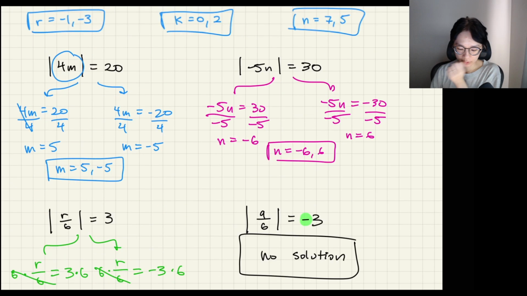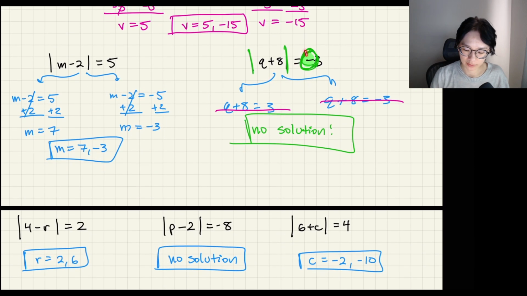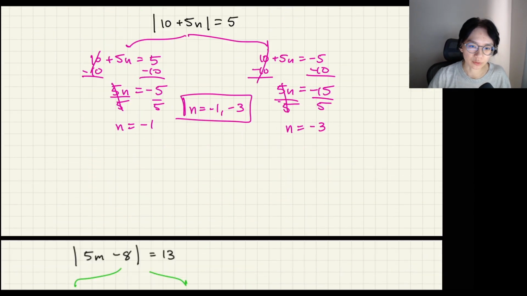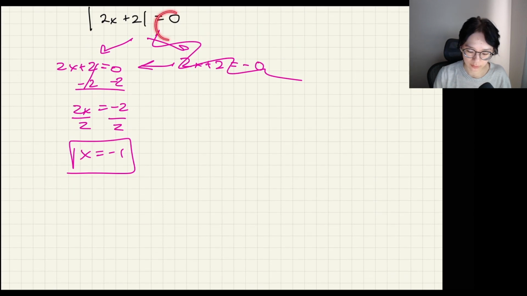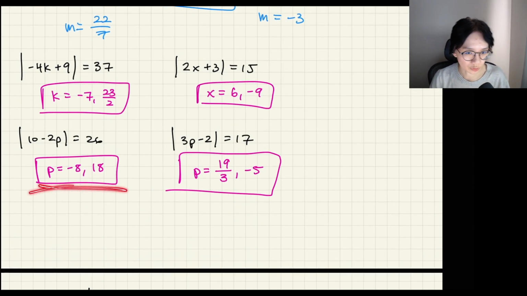So, like I said, absolute value splits into two different equations, one positive, one negative. If it's equal to a negative, there's no solution. If it's equal to 0, it only has one solution, because there's technically two solutions that are the same.